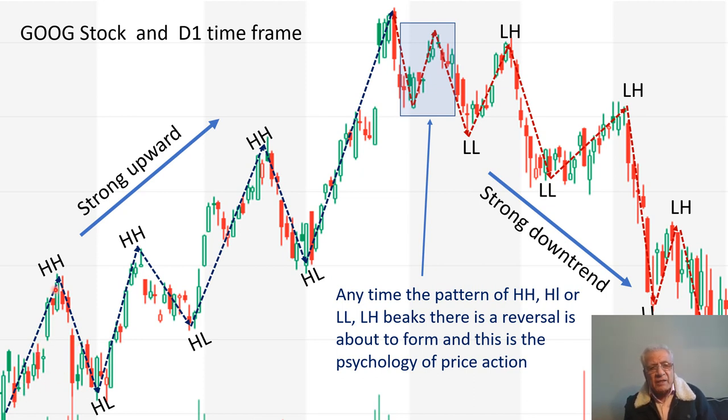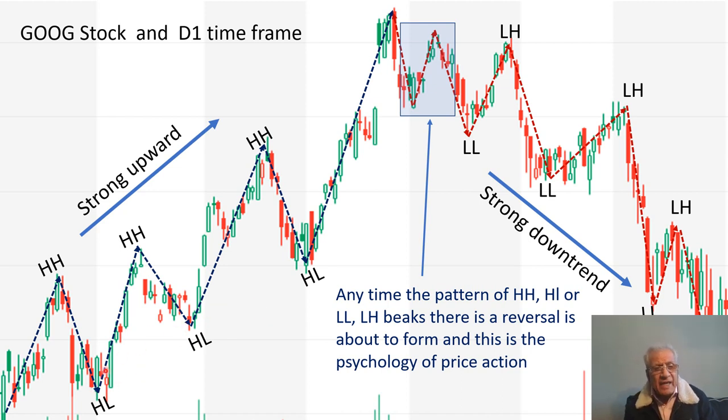is all the time making higher high, higher low, higher high, higher low, and so on. And each consecutive higher high is higher than the previous one. For example, this one is higher than the previous one. This one is higher than the previous one. And the same thing here, higher low. Each higher low is higher than the previous one.